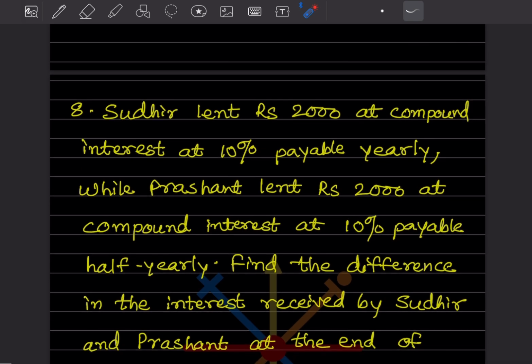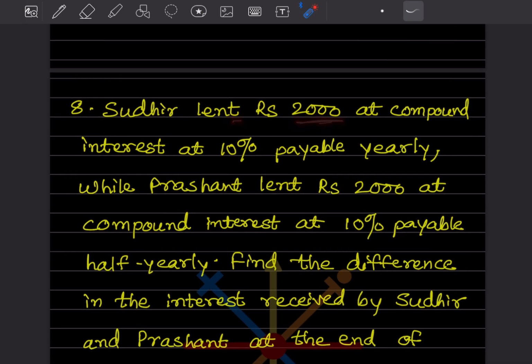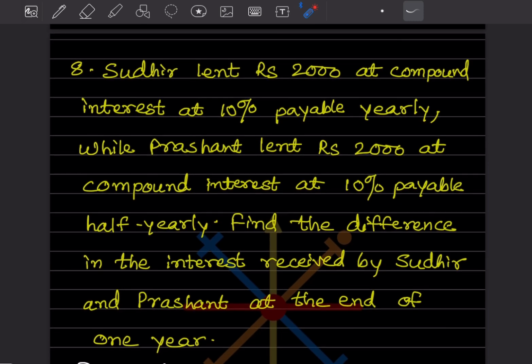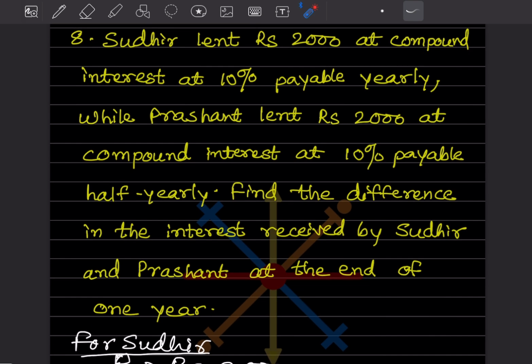Now, Sudhir lent rupees 2,000 at compound interest at 10% payable yearly, while Prashant lent rupees 2,000 at compound interest at 10% payable half yearly. Find the difference in the interest received by Sudhir and Prashant at the end of 1 year.